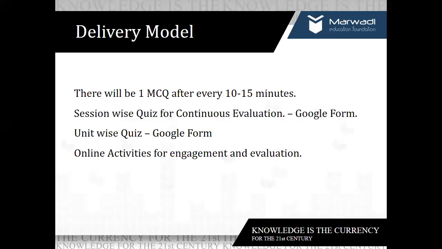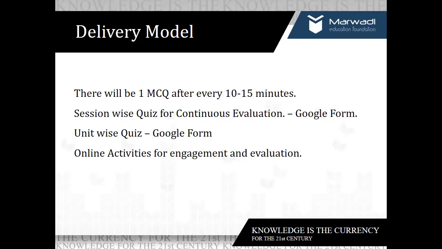And there will be a session-wise quiz. We'll start it from today itself, right? There will be one quiz with 5 questions for every session. You need to answer those questions in 5 minutes. Fine. And that would be the way of taking attendance. Those who fail to submit the Google form quiz session-wise, their attendance will not be counted.